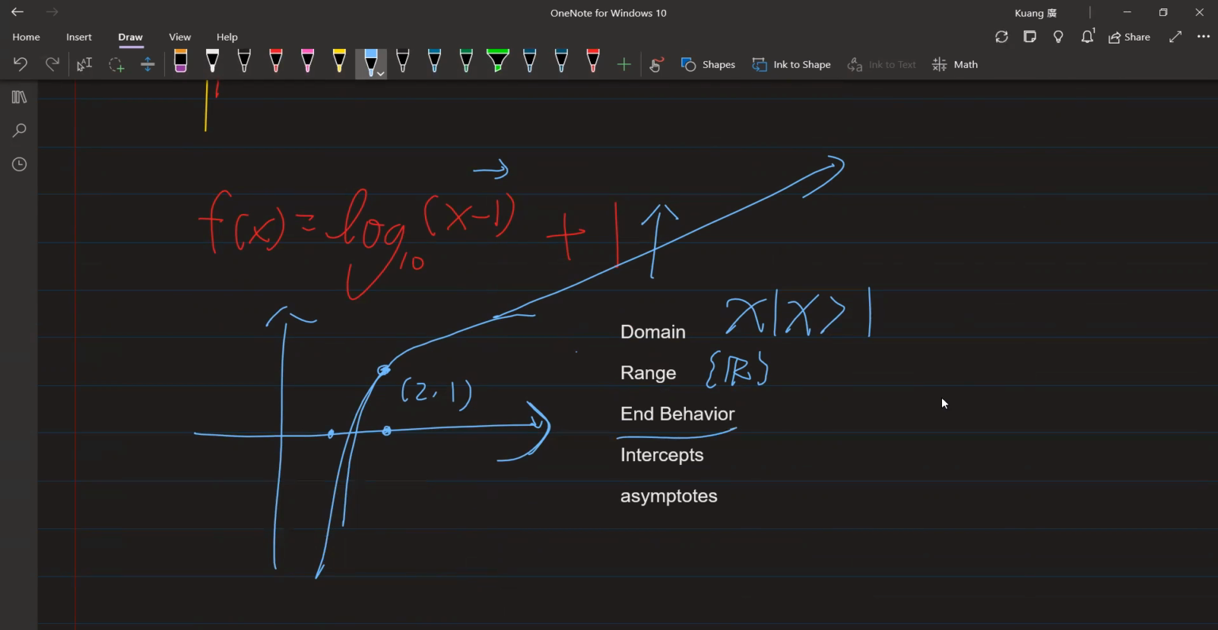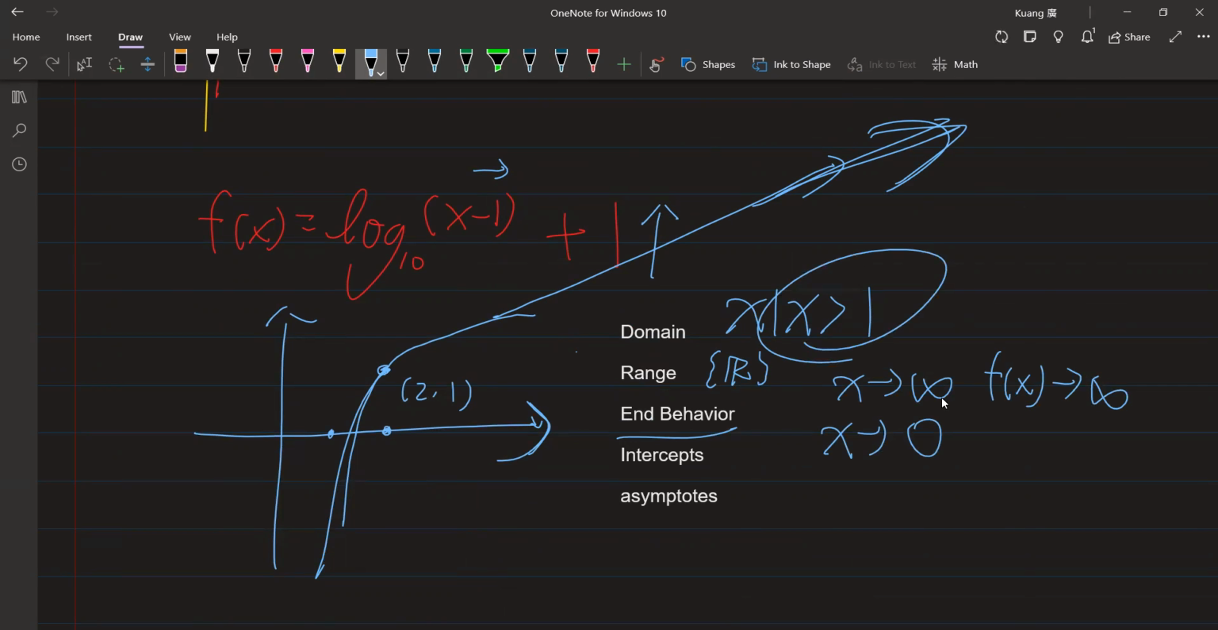As for end behavior, when x approaches infinity, f of x still approaches infinity, because here it's going up, right? Can I say x approaches 0? No, because your x must be greater than 1. So I can only approach 1, which is this vertical line called x equals 1. When x approaches that value, y keeps decreasing, so f(x) approaches negative infinity.